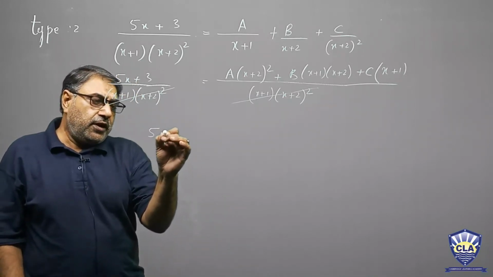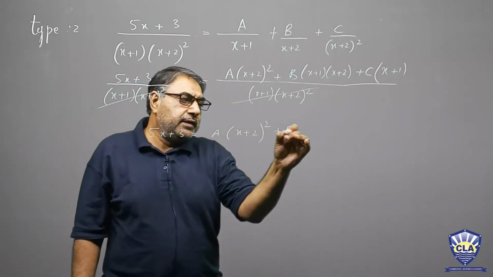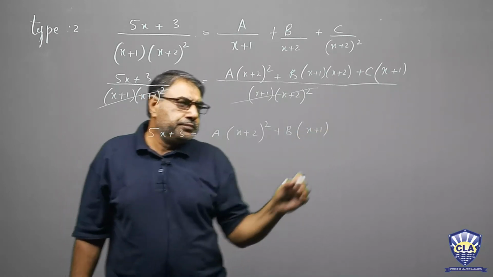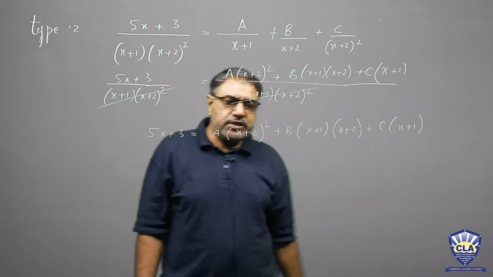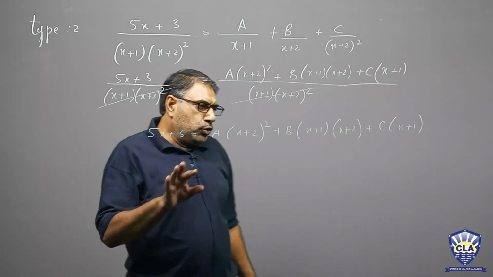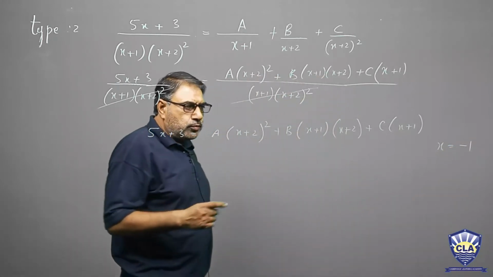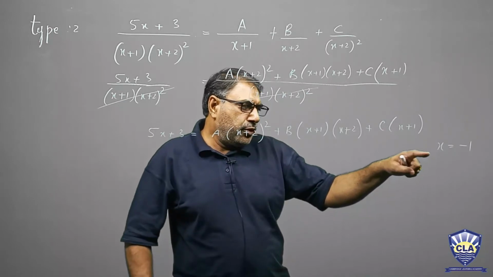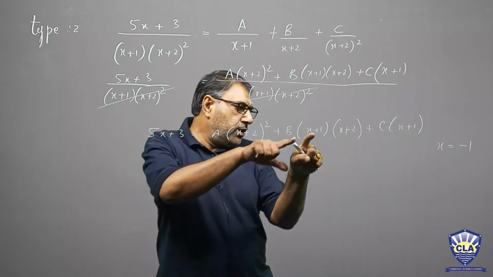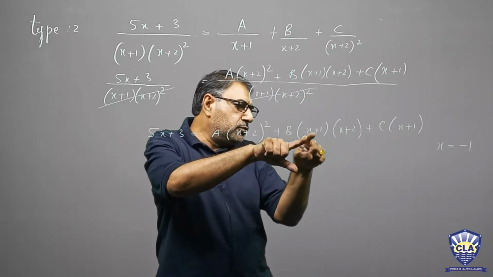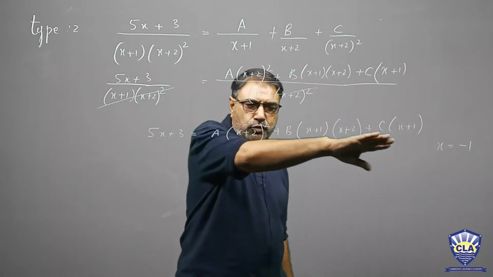Now the numerators: 5x plus 3 equals a into x plus 2 whole square plus b x plus 1 x plus 2 and plus c x plus 1. As I said, I prefer to use the method of letting the values x equals minus 1. I am putting x equals minus 1. When I put x equals minus 1, c becomes 0, then minus 1 plus 1 becomes 0, multiplied with x plus 2 and b, it is also 0. So c and b both will be equal to 0.